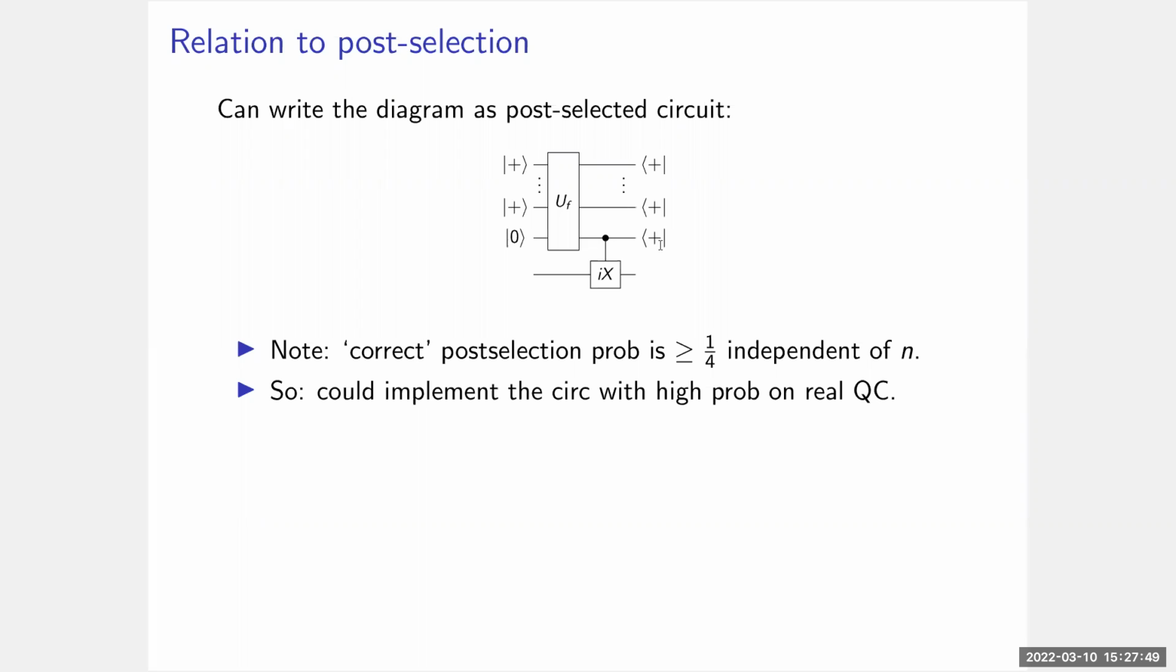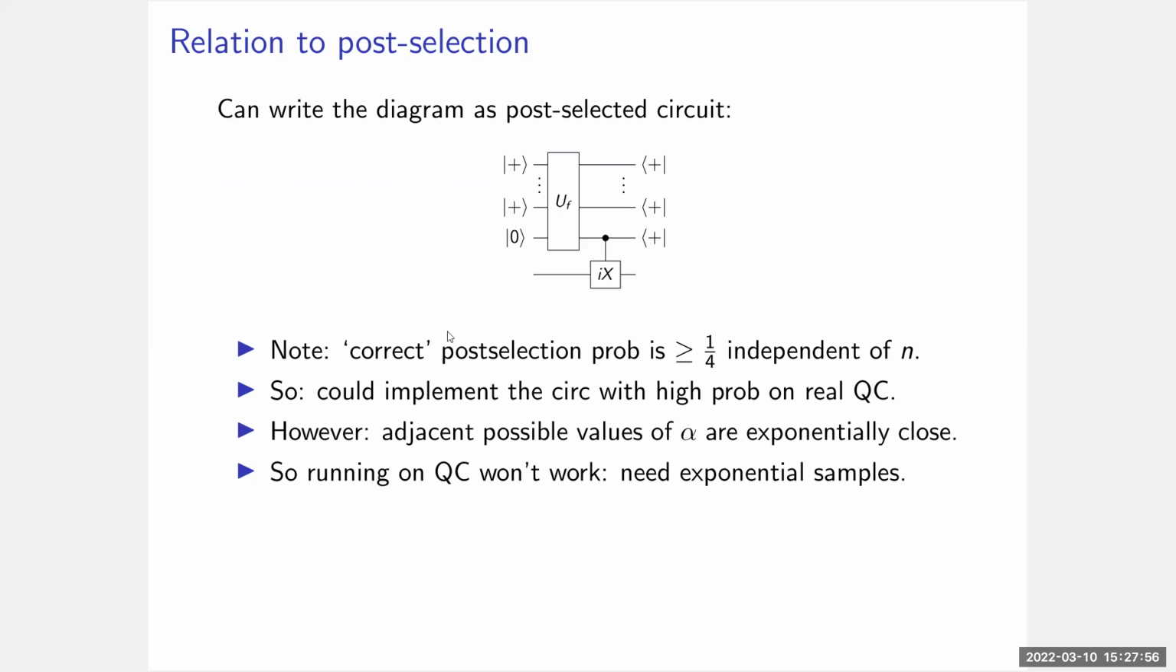So why can't we use this to solve #SAT on a quantum computer? Well, the adjacent possible values of alpha are actually exponentially close to each other. So to distinguish the two values, we would need to take an exponential number of samples. If you were to do this on a quantum computer, we need to take exponential samples and then calculate the value. But classically doing it also takes exponential time, so there's not really a benefit. Running this circuit on a quantum computer doesn't give you a benefit because you need an exponential number of samples.